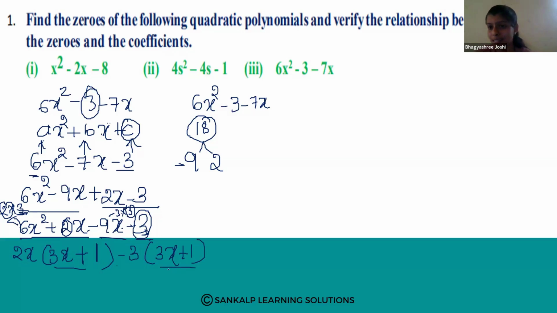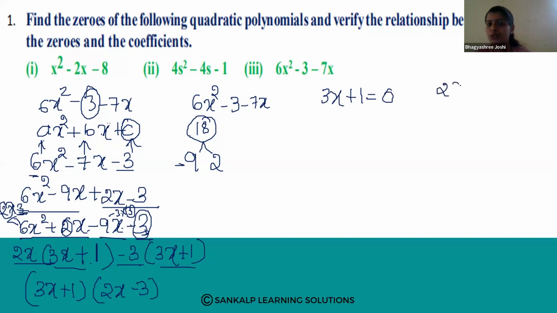So the two factors: here 3x plus 1 is there, here 3x plus 1 is there. That means I will write 3x plus 1 as one factor. Another factor is 2x minus 3. Now 3x plus 1 is equal to 0. Equate this factor to 0. 2x minus 3 is equal to 0.